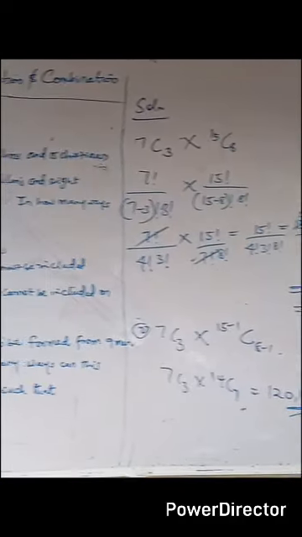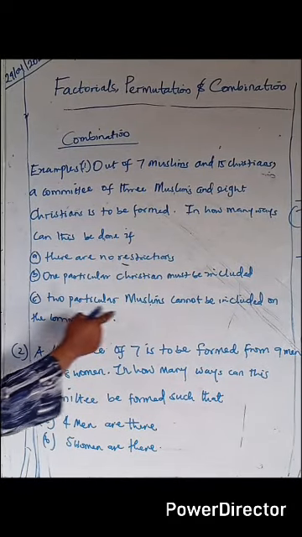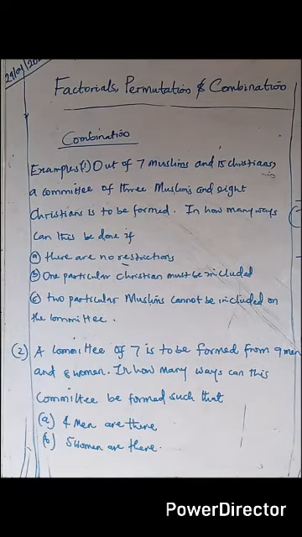So the last but not the least is this one. 2 particular Muslims cannot be included on the committee. If there is an exemption, 2 particular people cannot be included in the committee. How many Muslims are you picking? You are picking 3 Muslims.